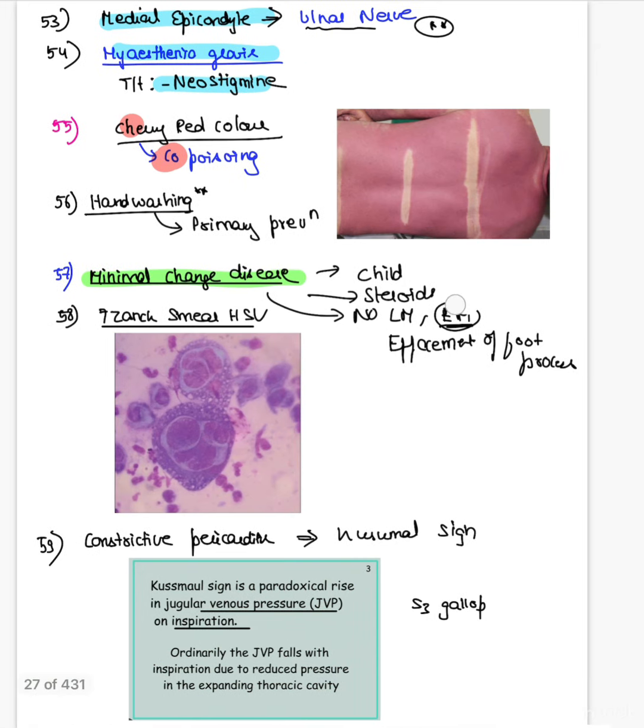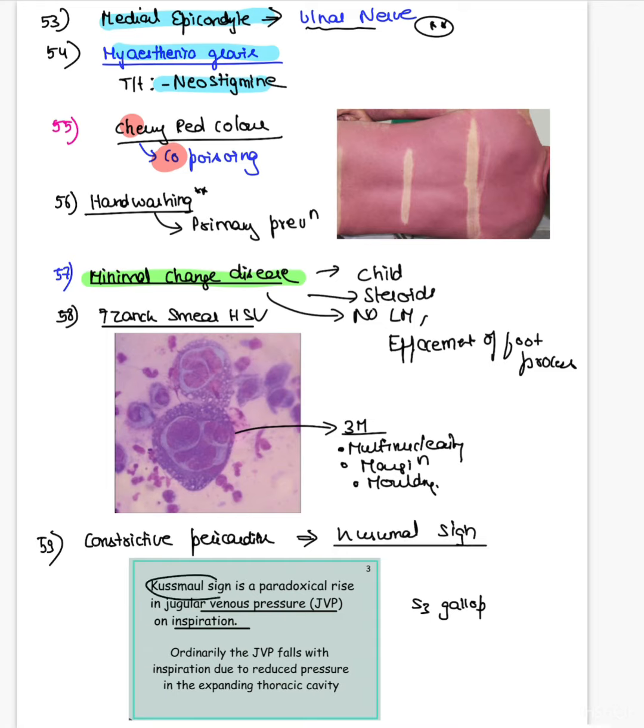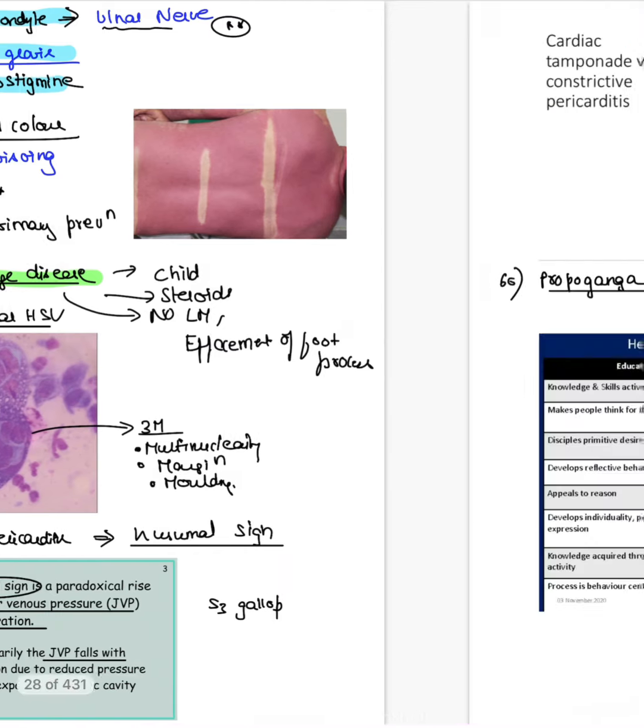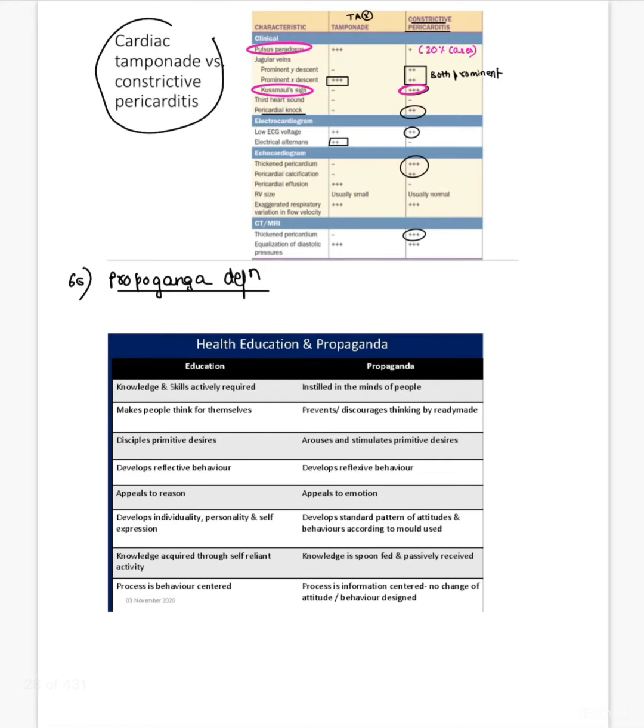The next question that they ask you, guys, is the Tzanck smear in herpes simplex virus. Here you see the presence of 3M, that is multinucleation, margination, and molding. Now moving on to the next one. They ask you a question where they showed that JVP increases, guys. That is Kussmaul's sign. Normally JVP falls with inspiration and increases with expiration. So this classical case, guys, is a case of constrictive pericarditis.